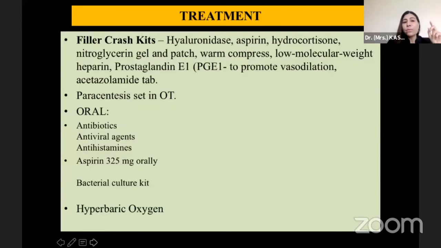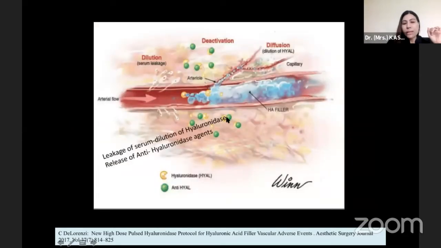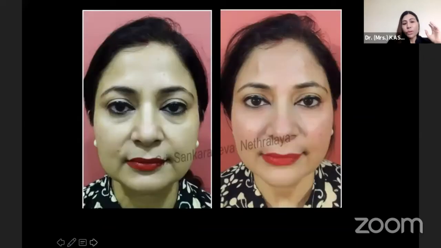So you need to have a filler crash kit. You need to have everything with you when you start any procedure, and you should know the concept of hyal flooding. Why do we say the concept of hyal flooding in a case of vascular complication? Because when the filler goes and touches the blood vessel, it releases some anti-hyal substances because of so much release of inflammatory mediators. So you need the hyal to overcome this anti-hyal substance and also to overcome the filler. And this is what I mean to show. This is the anti-hyal substance that is released by the filler, causing injury to the blood vessel. So you need to counter both.